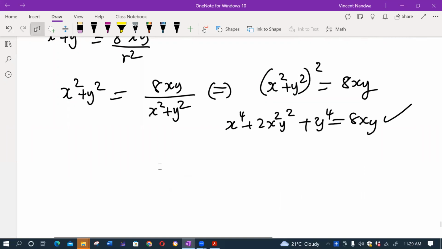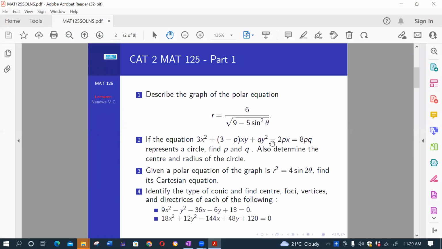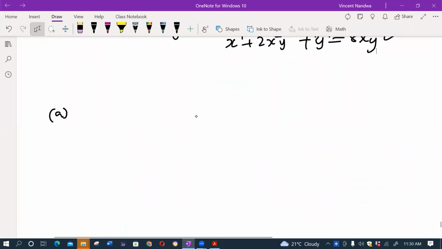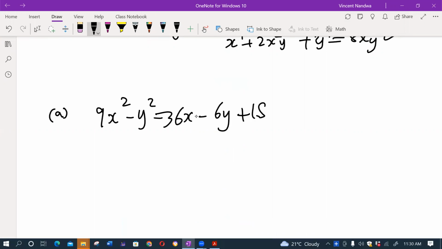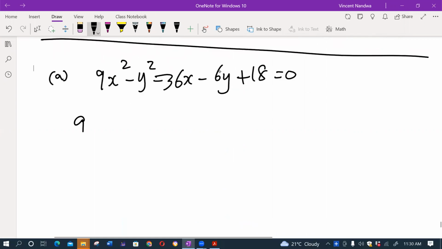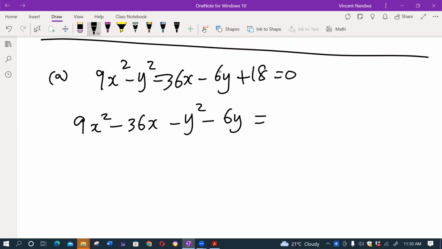Then the next problem is to identify the type of conic section, and find the center, foci, vertices, and directrices. So this first equation is 9x squared minus y squared minus 36x minus 6y plus 18 equals 0. So we complete the squares to write this in standard form. So we have 9x squared minus 36x minus y squared minus 6y equals minus 18.